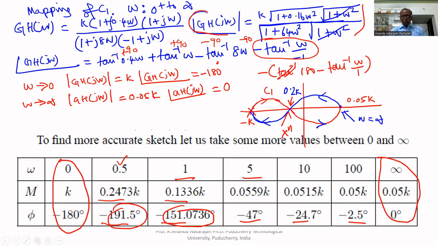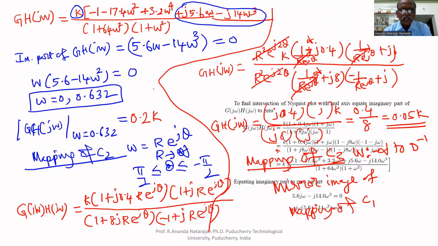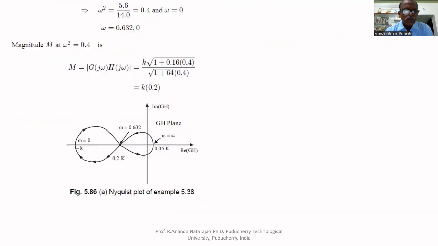So now we have to discuss the stability of the system. So this is the mapping. There are three possibilities. One is that minus one may be here, or minus one may be here, or minus one may be here. There are three possibilities.